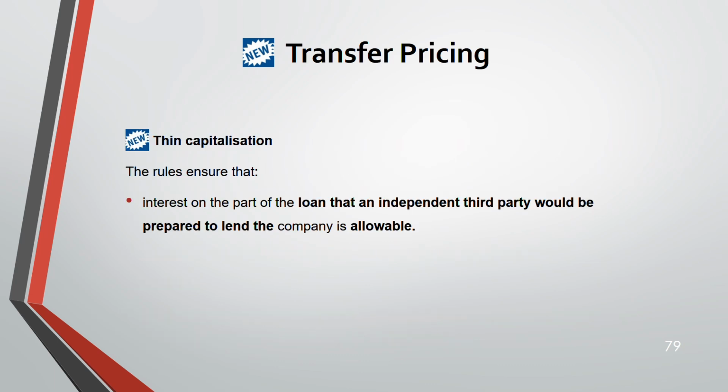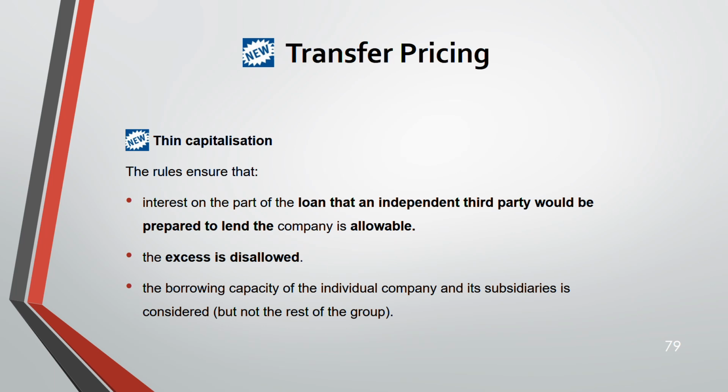So this rule ensures that any interest on the part of the loan that an independent third party would be prepared to lend the company is allowable only. Only that much is allowable for tax relief. The excess is disallowed. So the borrowing capacity of the individual company and its subsidiary is considered, but not the rest of the group.